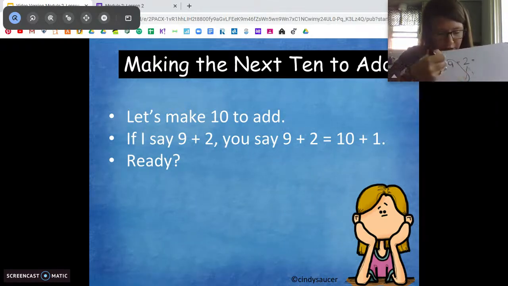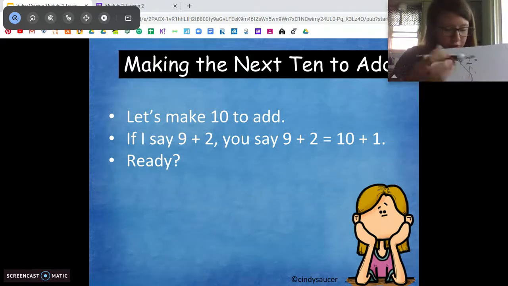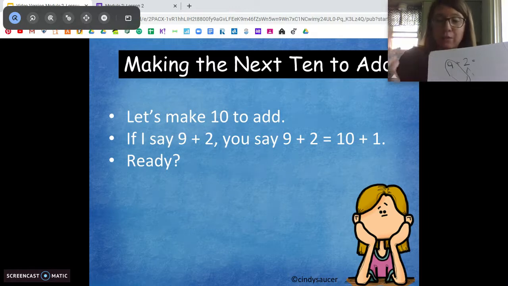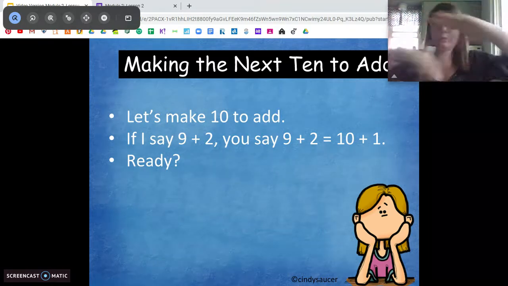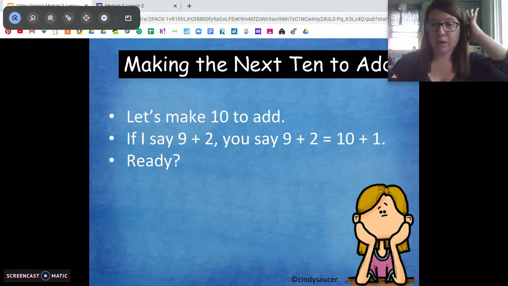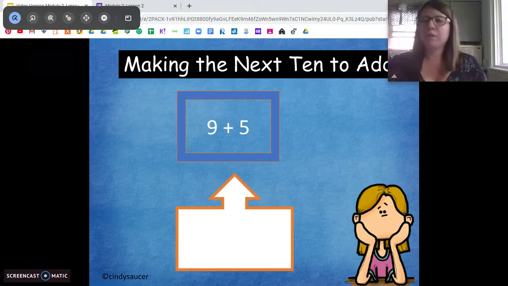And then we have here our 10, and then what do we have left over? Our 1. So 9 plus 2 equals 10 plus 1. Remember, we can have two equations on either side with an equals in between as long as they equal the same amount. So let's do another one together, and then I want you to try them on your own.